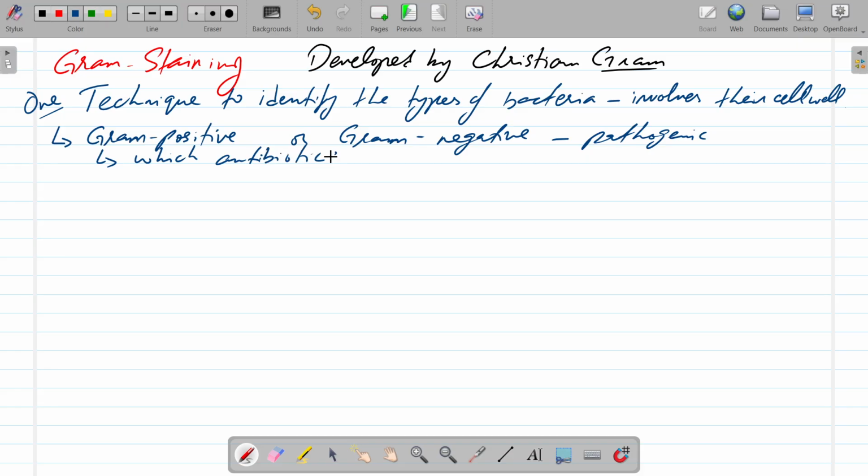Because the result of the gram stain test tells us something about the structure of their cell wall, right? And that will become clearer when we talk about how this technique actually works. And when we know about their cell wall, we can work out which antibiotic to use to treat the ailment and get rid of the pathogen. So this is how the technique goes.